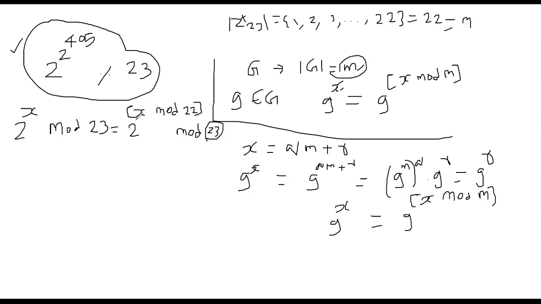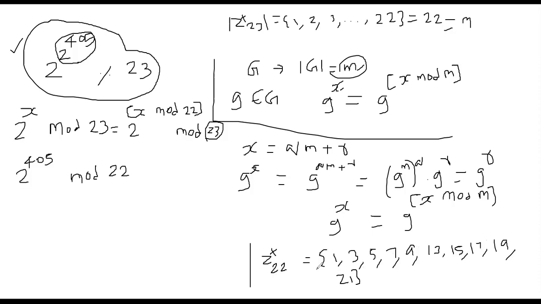Now we need to compute X mod 22. What is X? X is 2 power 405. This part is the X part. So how do we solve that subproblem? Consider this 2 power 405 mod 22. How do we solve this problem? Well, now you have to think about the other group, the multiplicative group Z star 22. It contains all odd numbers from 1 through 21 except number 11. So the order of the group is 10.